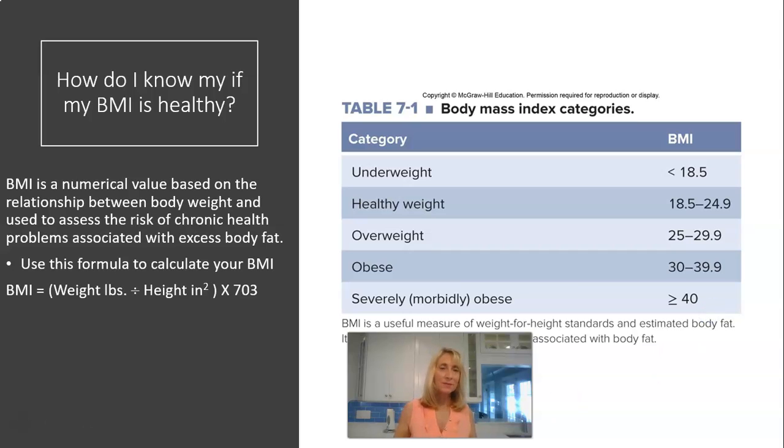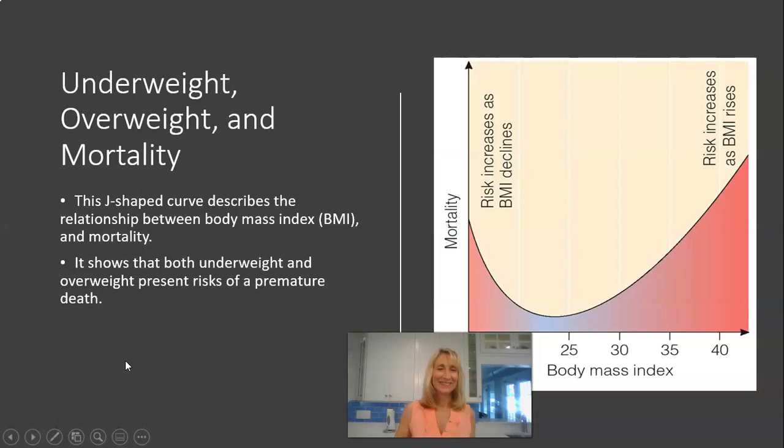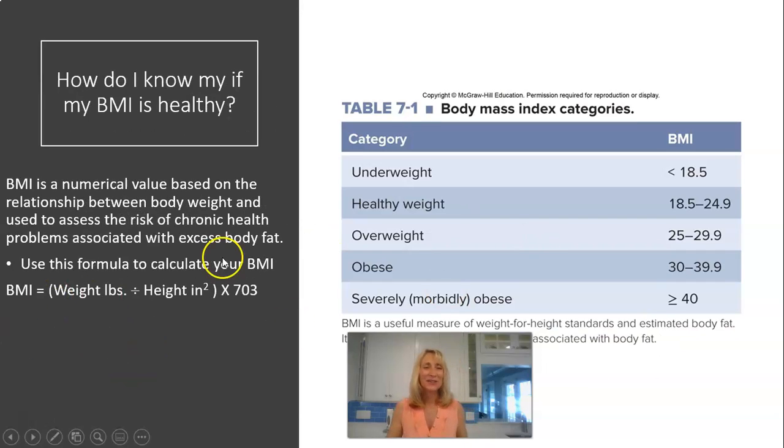So the first assessment tool we're going to talk about is known as the BMI. The BMI uses a mathematical formula that takes your height and your weight and uses it to determine whether or not your weight is a risk to your health. So the BMI is equal to your weight in pounds divided by your height in inches squared, times 703.